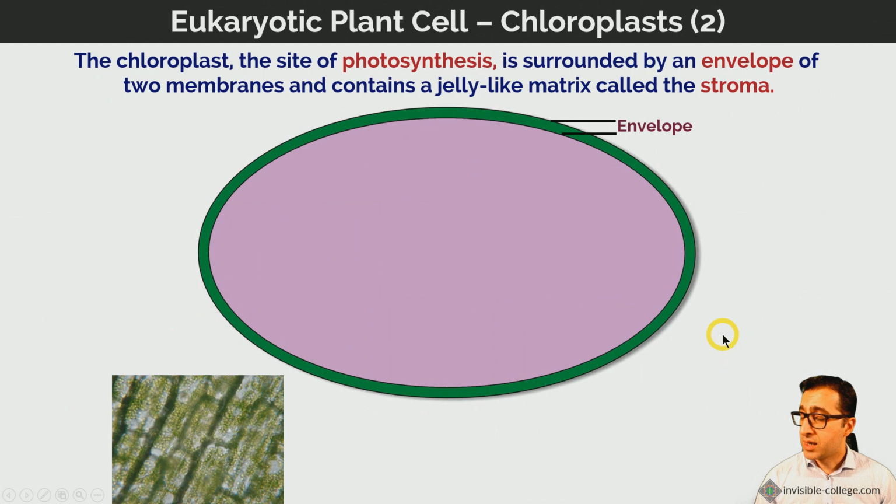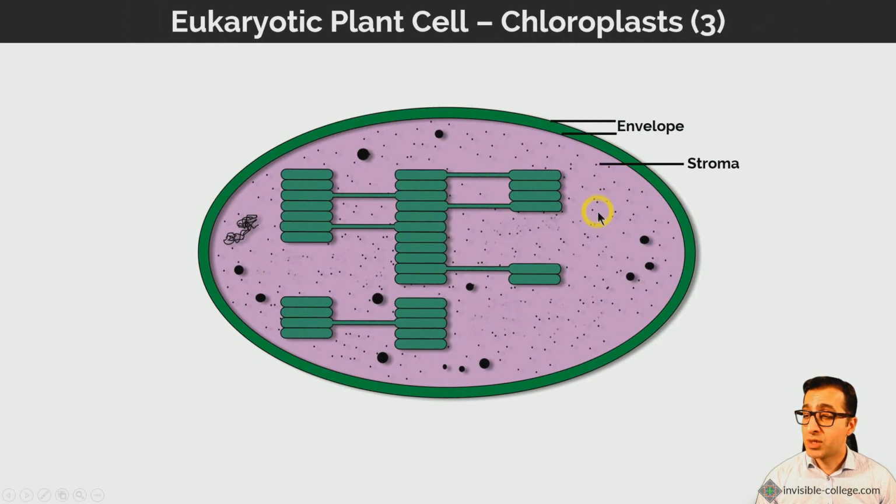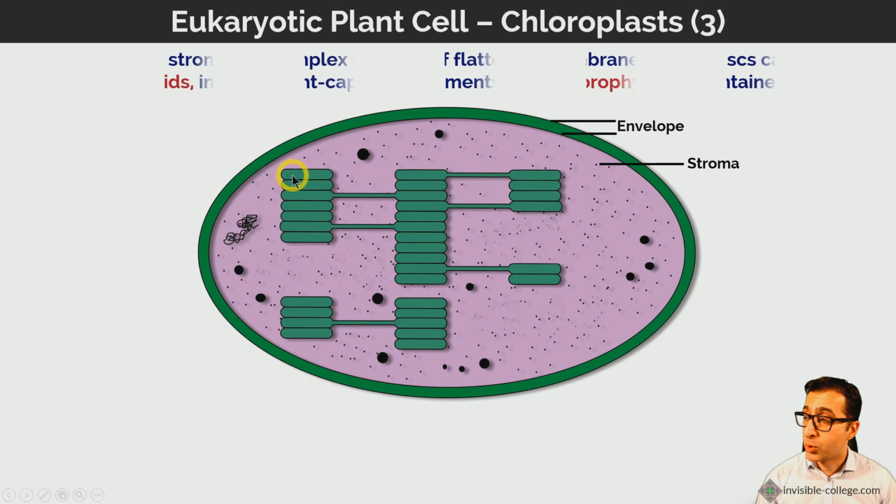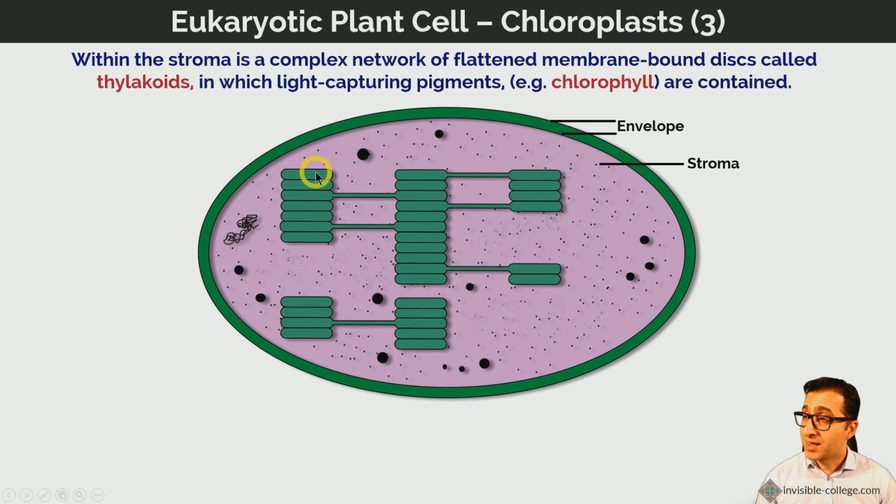So here we can see a slightly enlarged diagram of the chloroplast. It has a double membrane called the envelope. Within this you have a gel-like substance called the stroma, and within the stroma you have a number of other structures. So you have these flattened stacks of membrane-bound structures called thylakoids. Now the thylakoids contain the chlorophyll, which is responsible for absorbing the sunlight energy and transducing that so that it can be used to produce sugars in photosynthesis.